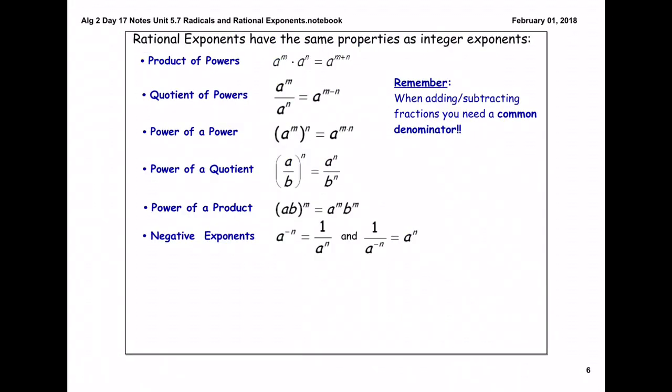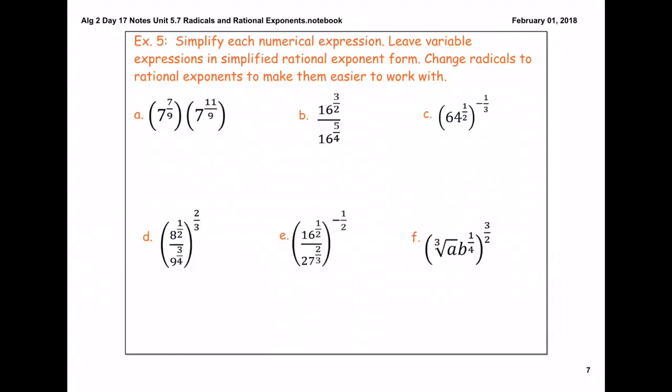Rational exponents, please review your properties of exponents if you do not have them memorized. You're going to use your properties of exponents to simplify each numerical expression. Looking at example 1, if we have a power times a power, we add our exponents. So to add fractions, you need to make sure that your denominators are alike. 7 plus 11 gives us 18 ninths. 18 over 9 reduces to 2, and 7 squared is 49.